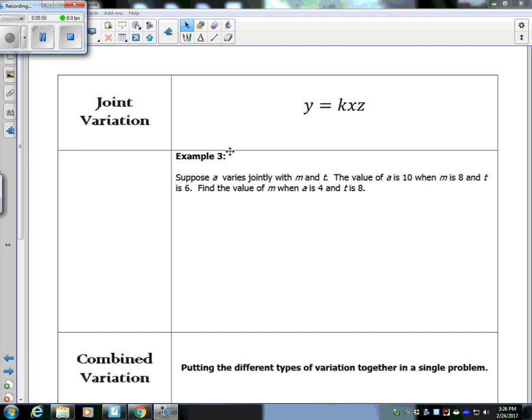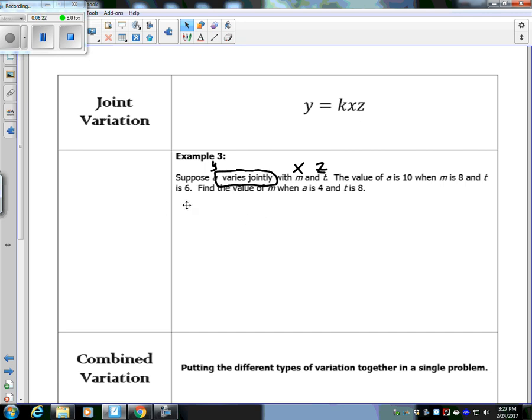Joint variation is y equals k times x times z. So we have, again, search for the word varies jointly in this case. So you always look for varies, and jointly or direct or inverse, and search for it. And what comes before it is always your y, the words. And what comes after is always your next variable. So in this case, it's x and z. So jointly is just like direct, except there's one more variable added on or multiplied on.